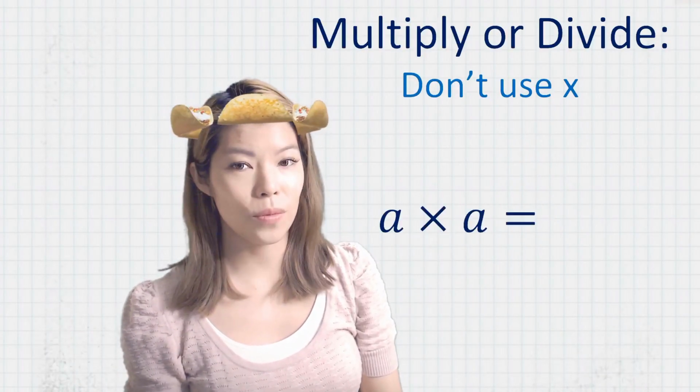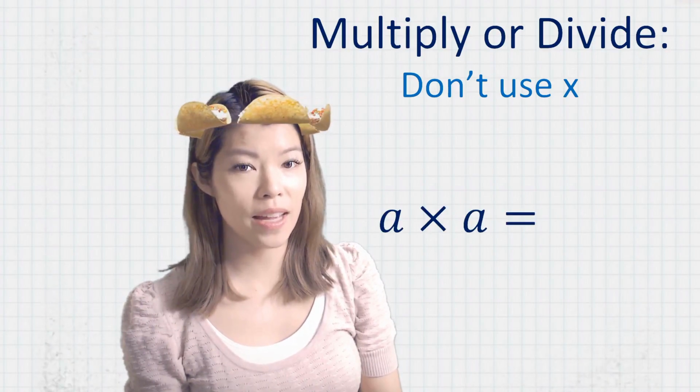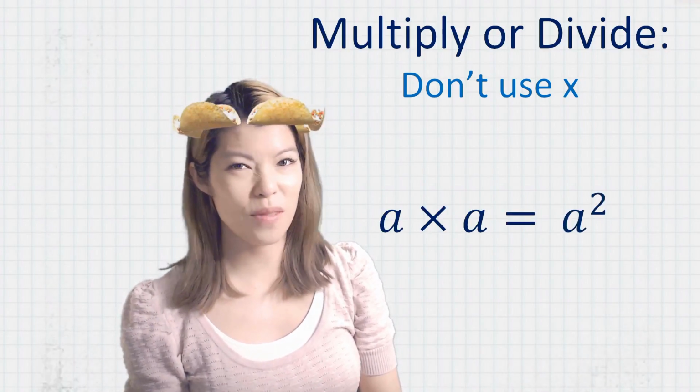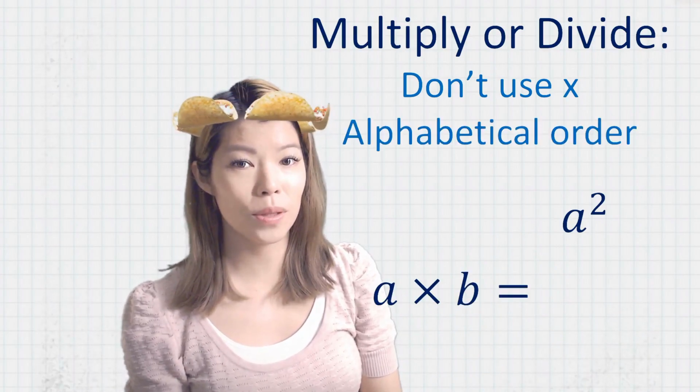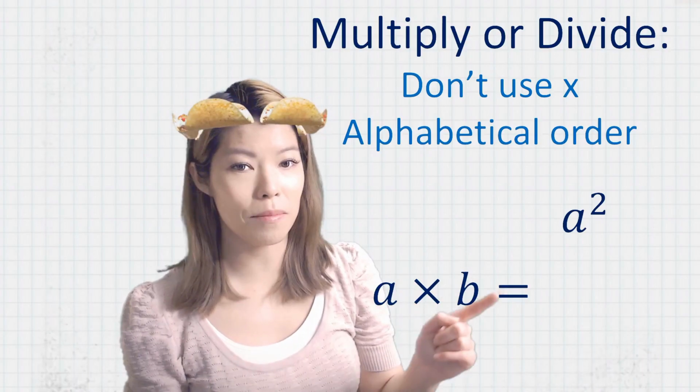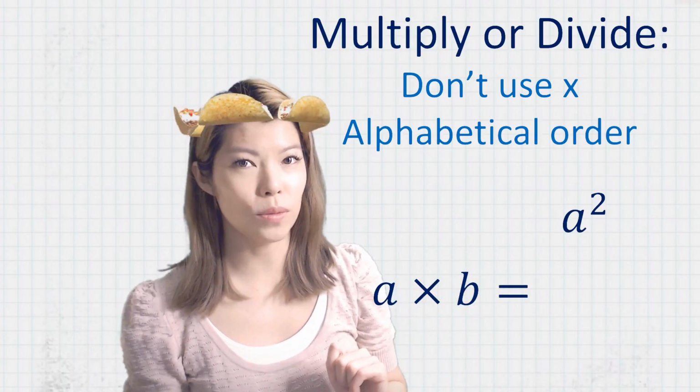When we multiply or divide, don't use that symbol, the times symbol. What I mean is, whenever you want to write a times a, just write a squared. Don't write a times a. And whenever you want to write a times b, make sure that you put them in alphabetic order, so a and then b, and also don't write the multiplication sign.